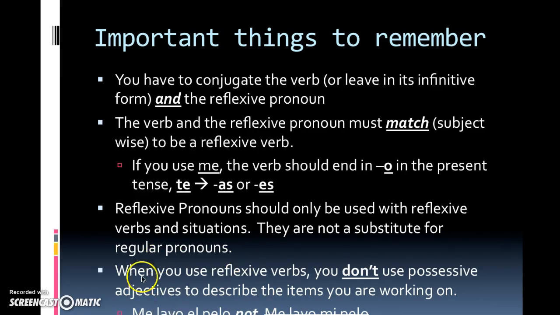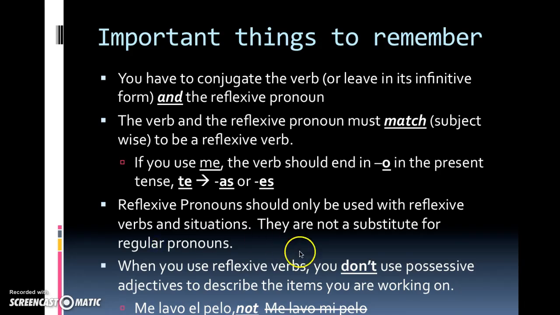Down here, it says when you use reflexive verbs, you don't use possessive adjectives to describe the items you're working on. And that's what I was saying before. And you can barely see it here, but it says, hold on, that should be a better view. Me lavo el pelo, not me lavo mi pelo. I wouldn't say me lavo mi pelo. I hear natives say it all the time. It's grammatically incorrect.